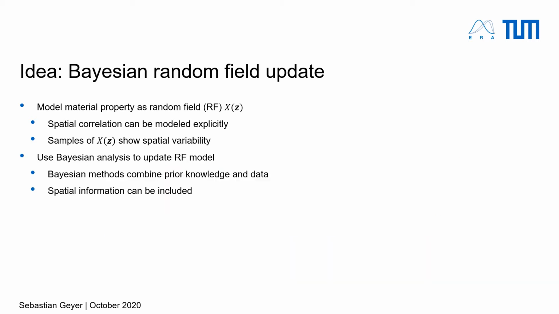Then we want to use Bayesian analysis to update this random field model by combining potential prior knowledge about the material property and the data that we draw from the structure. We want to include spatial information, so the measurement locations where we get the data, in the Bayesian update. Then we can calculate local characteristic values for further analysis.